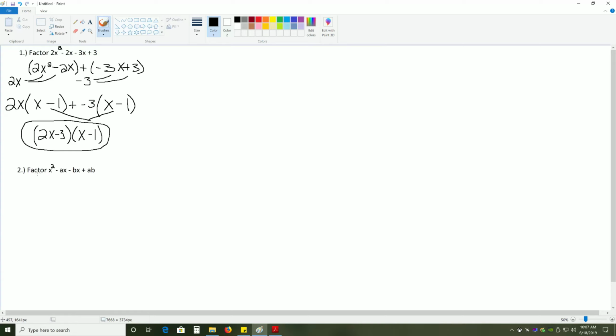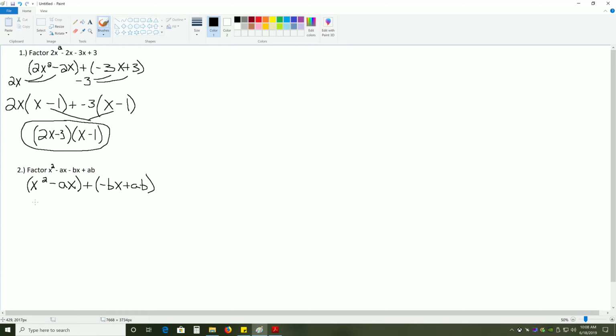We're going to factor x squared minus ax minus bx plus ab. So, I suggest you pause the video at this point and try this one on your own. Okay, so now from here, first step, we're going to group our terms into pairs. First, we'll group the x squared minus ax, and then we'll group the negative bx plus ab. And remember, you always have to put addition between the two pairs.